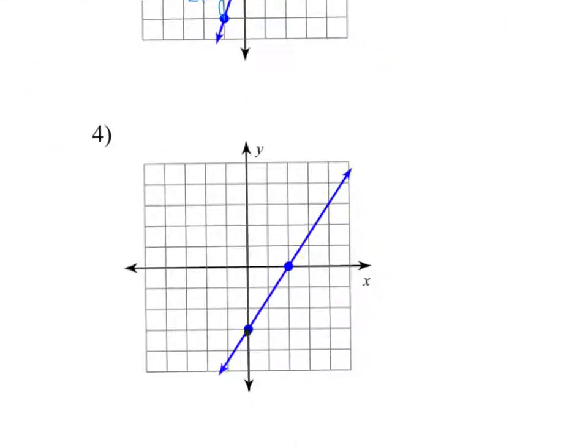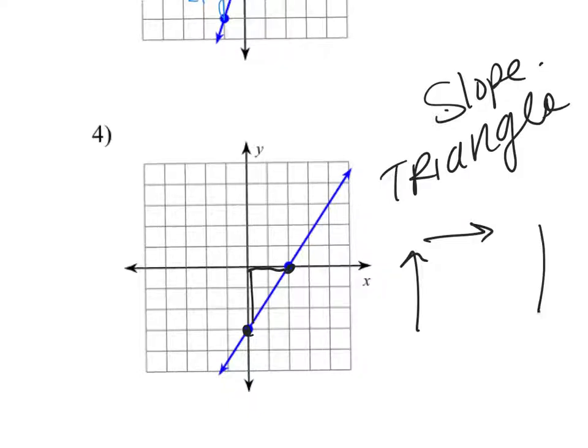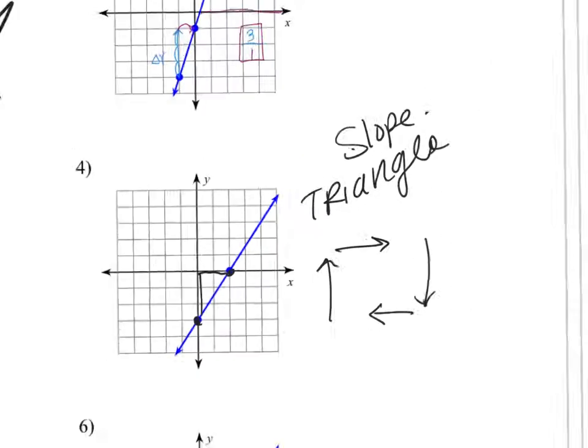From point to point, from here to here. Rise, run. Give me those triangles. Give me that slope triangle. Count the rise and the run, or count the fall and the run. Okay?